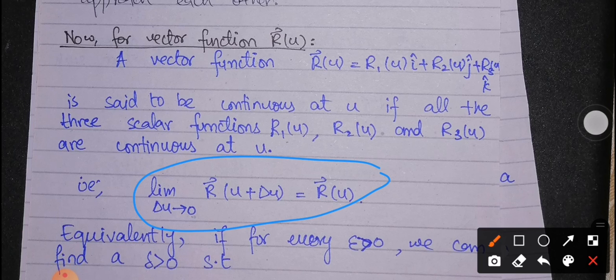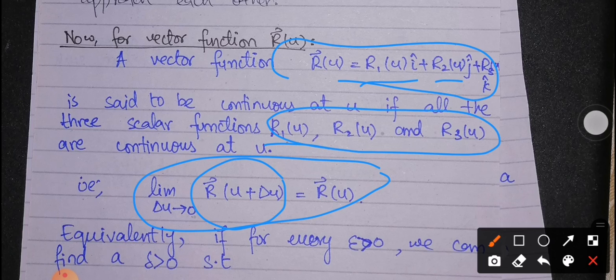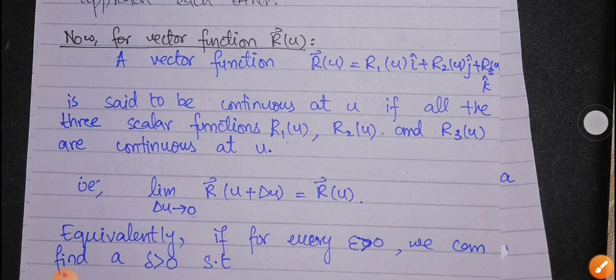And clearly when we talk about a vector function, it is basically the resultant of three scalar functions: r1 of u along i cap, along the x-axis, r2 of u with j cap, and r3 of u with k cap. So if all these three functions are continuous, then obviously their resultant will also be a continuous function.